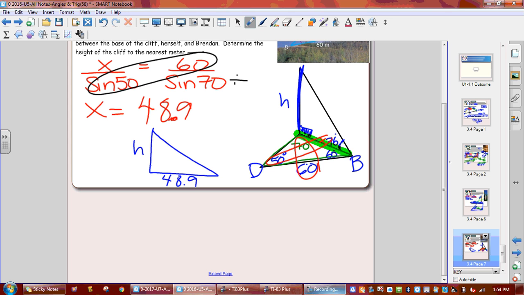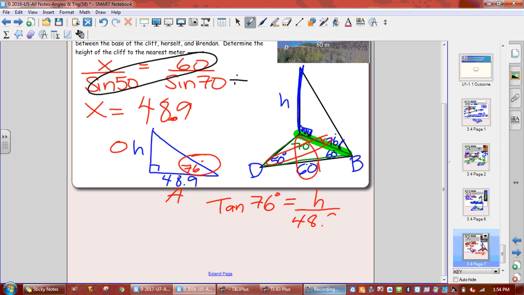We have 48.9, we're finding H, and the angle they give us is 76 degrees. Now we have to label everything again. Circle the angle, I have my adjacent and opposite, so I'm going to use tan. So we have tan of our angle 76 equals height, which is x, over 48.9. Now, are we multiplying or dividing? We are multiplying because the variable's on top. So we take the number off the bottom and times it to tan 76. So 48.9 times tan 76.